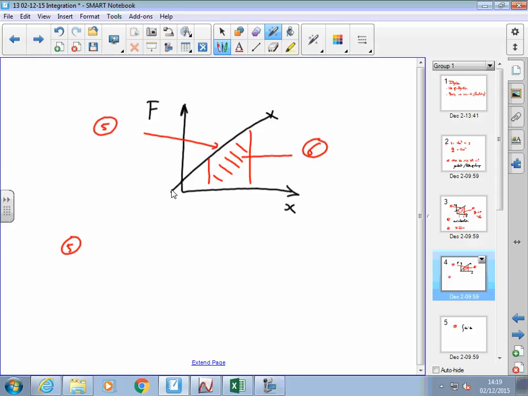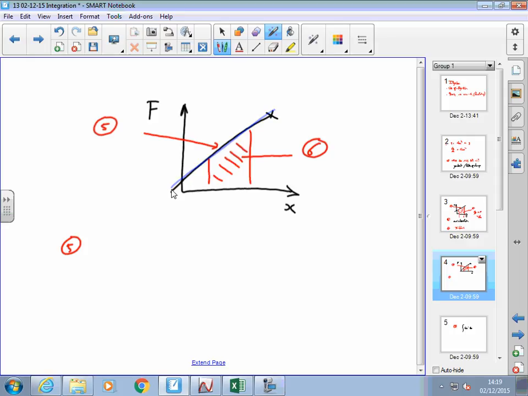And you've probably done this, haven't you? You've worked out Young's modulus by finding the gradient of the line. We could do it for any function. If I knew what the function of this line was and I differentiated it, that would give me Young's modulus.